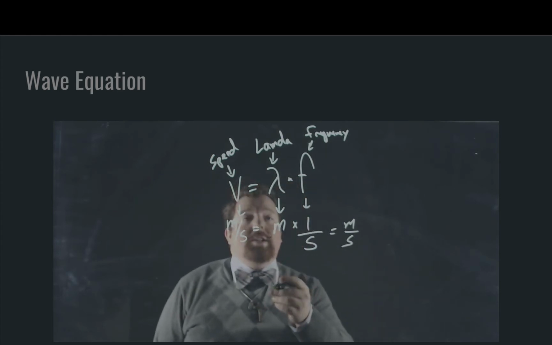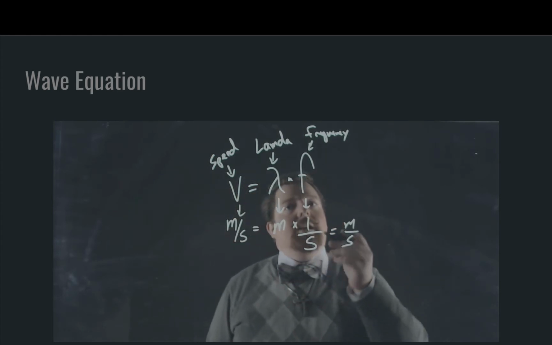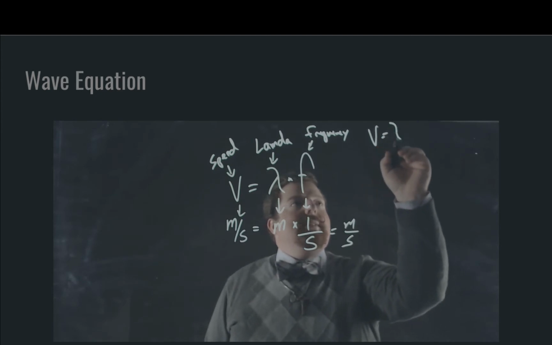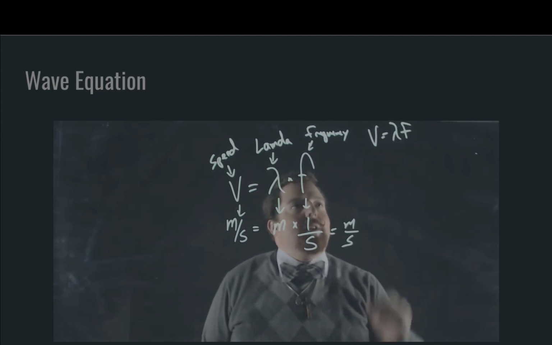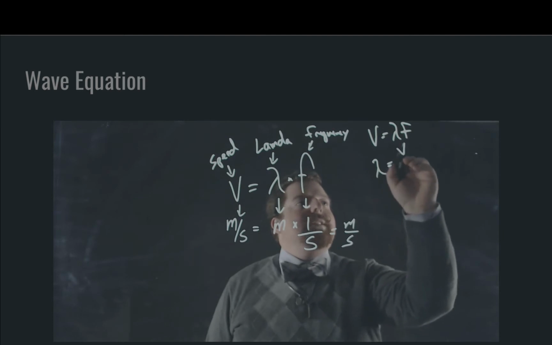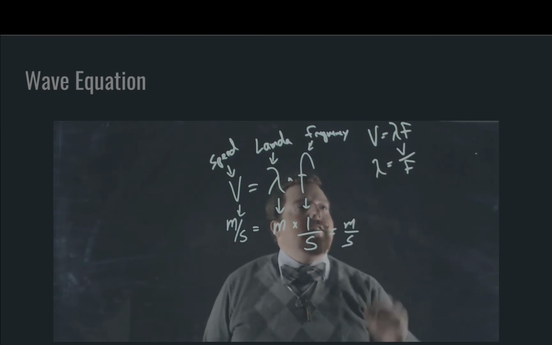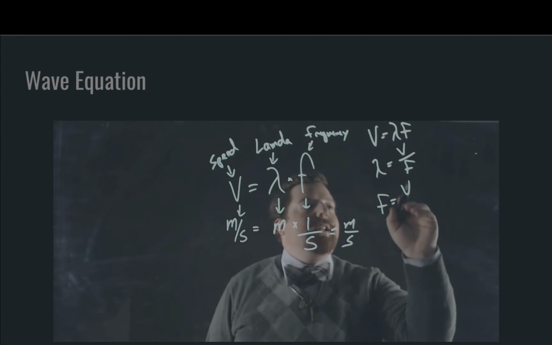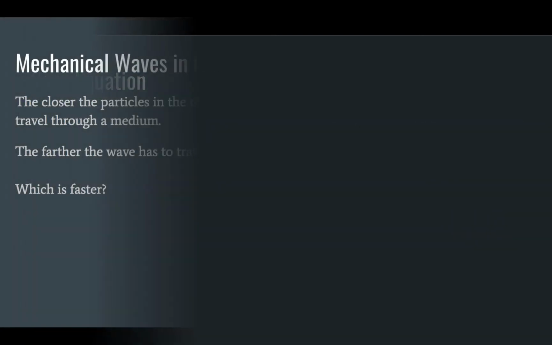So there are three different ways you would use this equation. If you're looking for speed, you'll use v equals lambda times f. If you're looking for the wavelength, you'll take the velocity and divide it by the frequency. And if you're looking for the frequency, you'll take the speed and divide it by the wavelength.